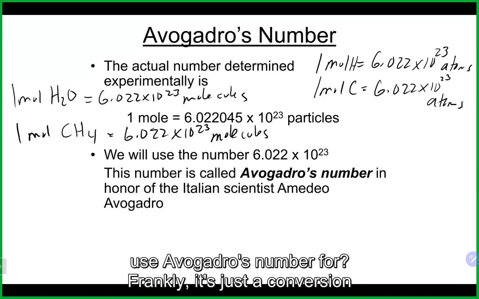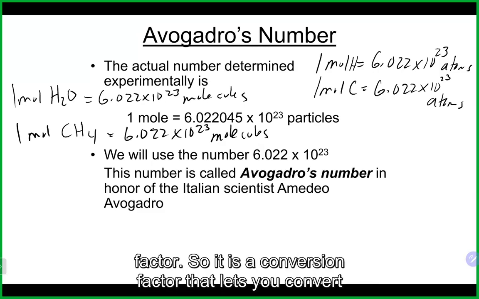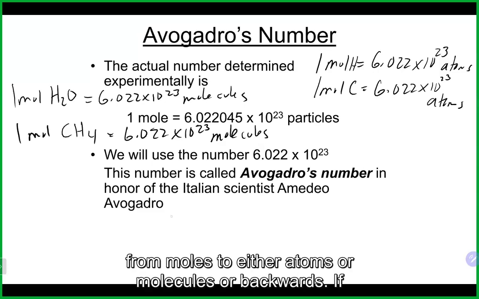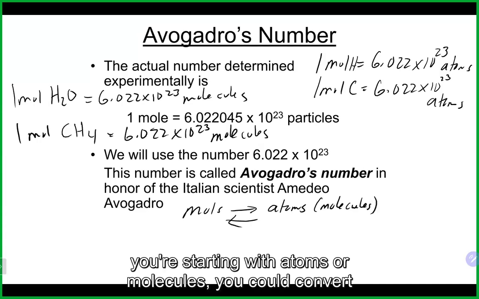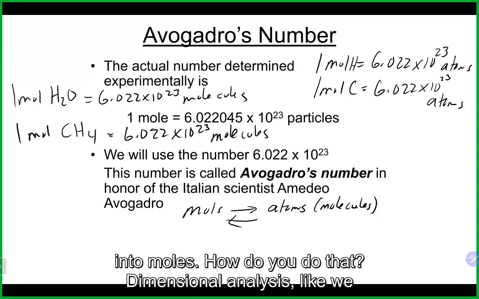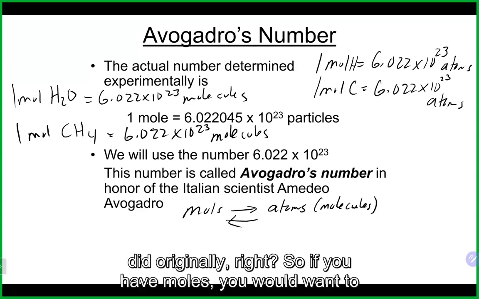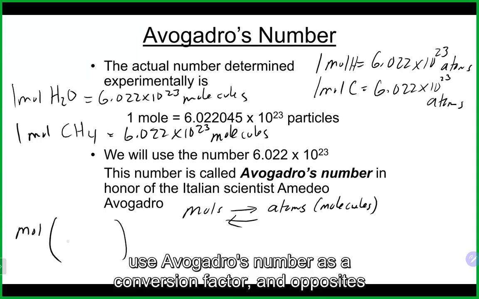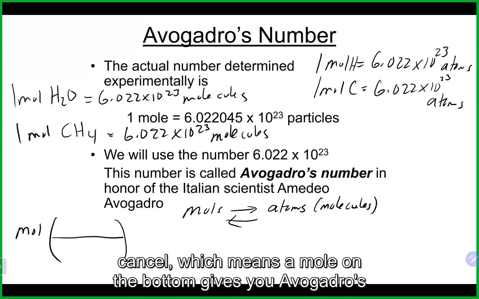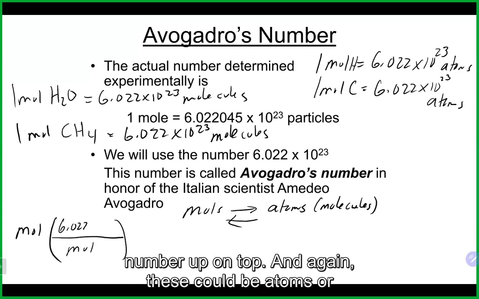What do we use Avogadro's number for? Frankly, it's just a conversion factor. So it is a conversion factor that lets you convert from moles to either atoms or molecules, or backwards. If you're starting with atoms or molecules, you could convert into moles. How do you do that? Dimensional analysis like we did originally, right? So if you have moles, you would want to use Avogadro's number as a conversion factor, and opposites cancel, which means a mole on the bottom gives you Avogadro's number up on top.